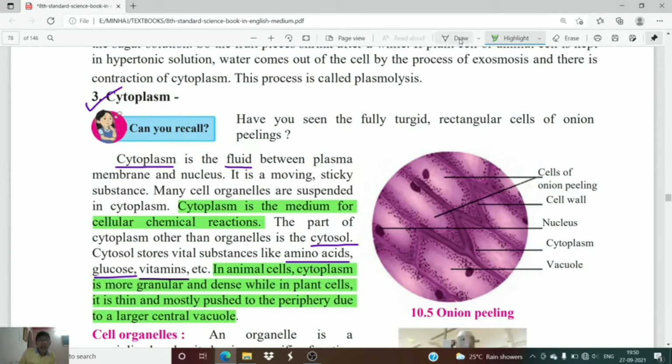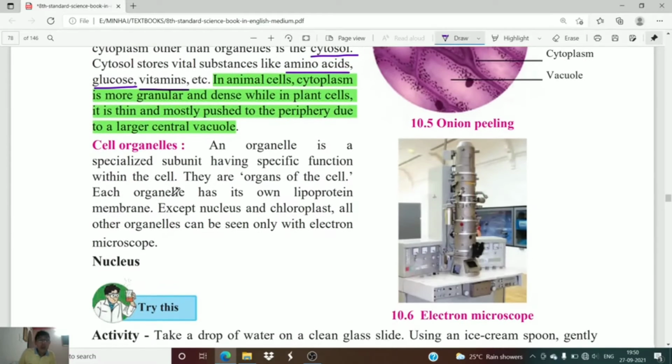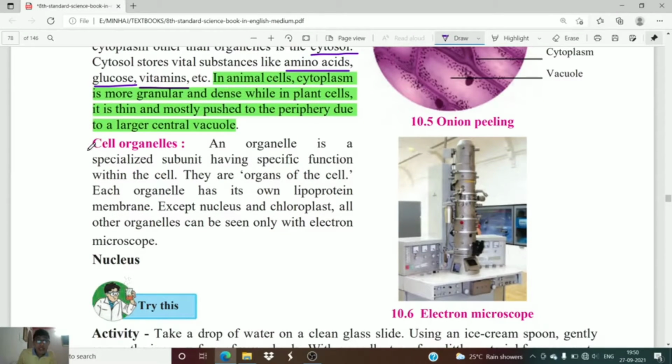Now inside the cytoplasm there are a lot of organelles which are called cell organelles. The organs of the cell which are there within the cytoplasm are called cell organelles. Now, an organelle is a specialized subunit having a specific function within the cell. What is an organelle? It is a specialized subunit having a specific function within the cell.